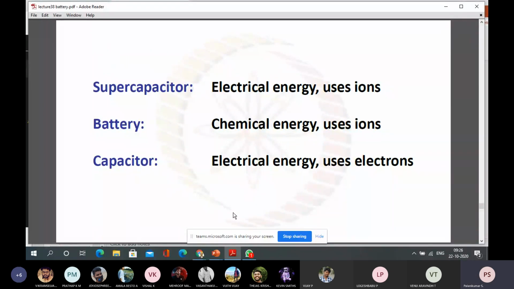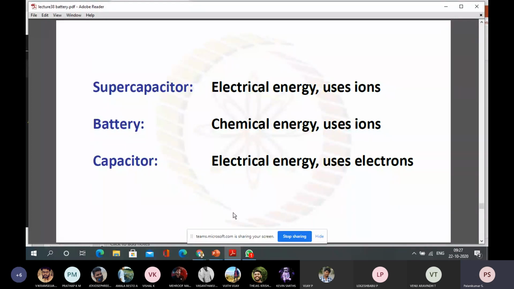So if you see what a supercapacitor is, in both a supercapacitor and a capacitor, only electrical energy is stored, but a supercapacitor uses ions, whereas a capacitor uses only electrons. A battery, of course, stores the energy in terms of chemical energy only. When we are charging the battery, energy is converted from electrical energy to chemical energy. So that uses only ions. Okay, so because both the battery and the supercapacitor use ions, I can make the supercapacitor an intermediate between a capacitor and a battery.